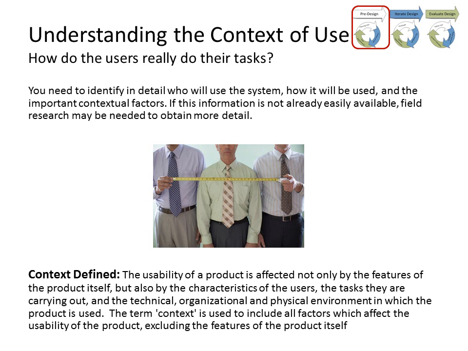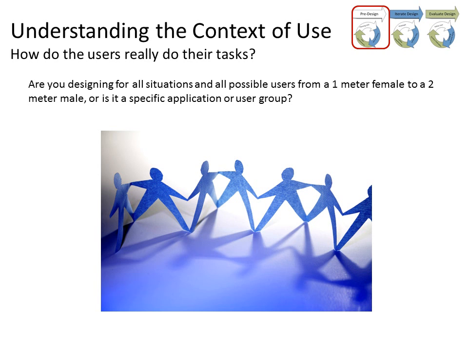You need to identify in detail who will use the system, how it will be used, and the important contextual factors that impact how the system will be used. If this information is not already easily available, field research may be needed to obtain more details. There is often not just one answer to these questions of users and tasks. Are you designing for all situations and all possible users from a 1-meter female to a 2-meter male? Or is it a specific application or user group? Or is it multiple groups with different requirements?